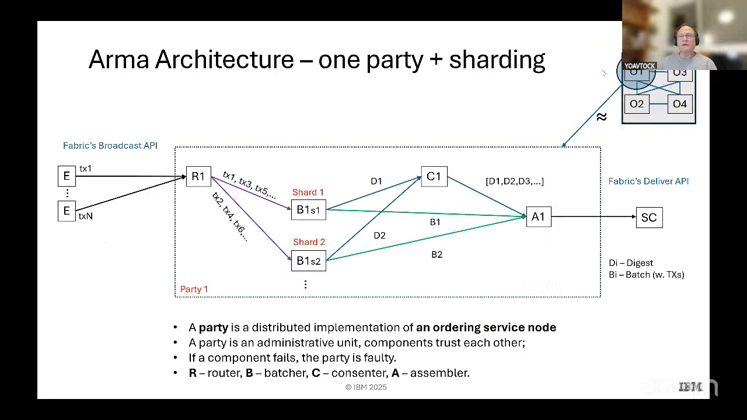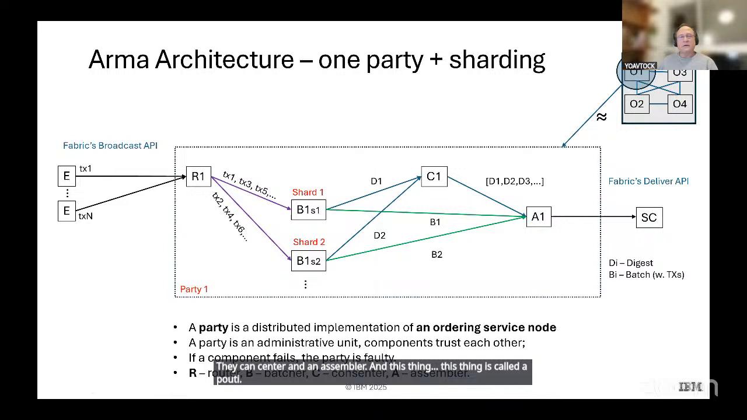Arma does the following thing. It takes a single monolithic ordering node server and breaks it into several components. It breaks it into a router, a batcher, a consenter, and an assembler. And this thing is called a party.